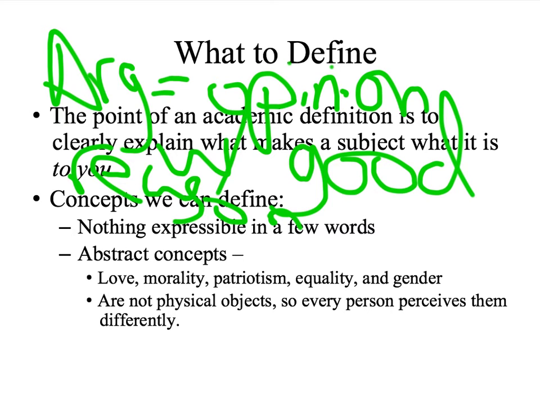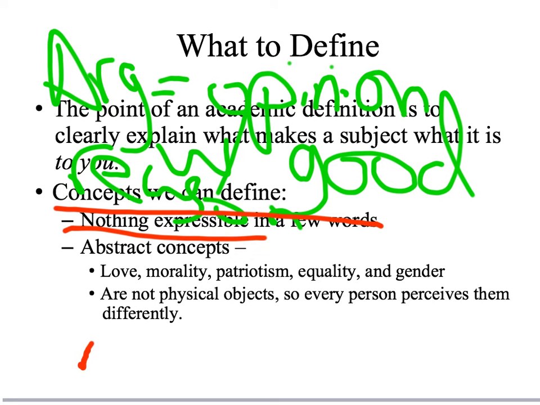There's a couple of things that we can define which will be pretty helpful for us. First off, we don't want to spend any time trying to define anything that can be easily expressed in just a few words. That's a bad thing. We don't want that. So instead, we're going to focus on things like an abstract concept. Things like what is love, what is morality, what is patriotism, equality, gender, so on. Everyone is going to have a very different answer about what that thing is. One thing to keep in mind as well is that these are not physical objects we're dealing with, so we're all going to perceive them a little bit differently.